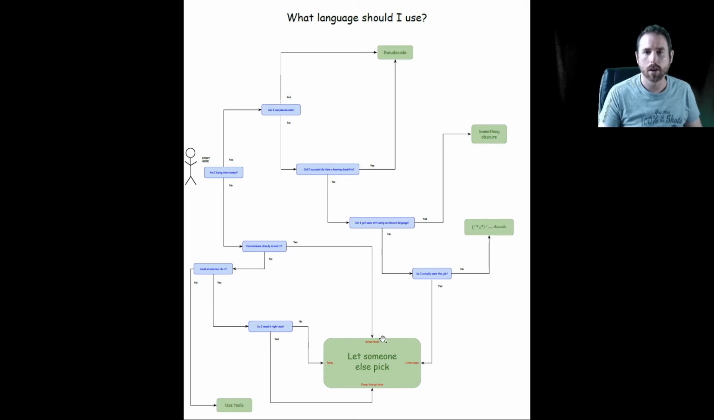A programmer never makes this decision for themselves. There are just too many options. This is known as reducing cognitive load and is widely considered to be a pro move. Let's go through the tree, starting here at the start.